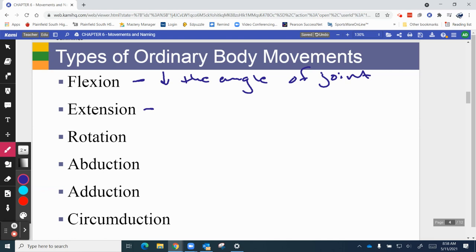Extension is going to increase the angle. When we look at those going back and forth, they're just opposites of each other.